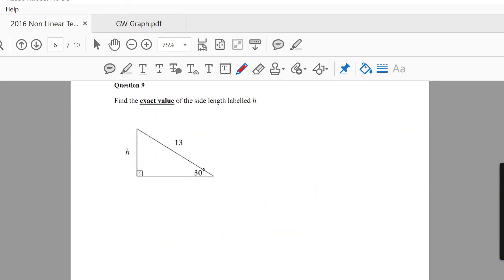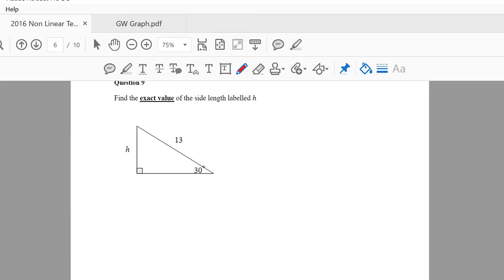Last one, question 9. Find the exact value of the side labelled H. Right, so this is just basic Year 9 trig. So if we're going to do this as a Year 9 SOHCAHTOA problem, this would be a sine question. So sine 30 equals H on 13.